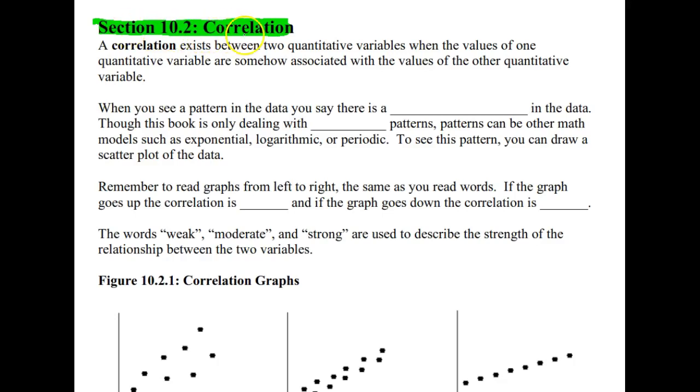Section 10.2, correlation. Correlation exists between two quantitative variables when the values of one quantitative variable are somehow associated with the values of the other quantitative variable. So when you see a pattern in the data, you can say that there is a correlation in the data. But again, keep in mind that this is just for when we're looking at quantitative data, two quantitative variables.